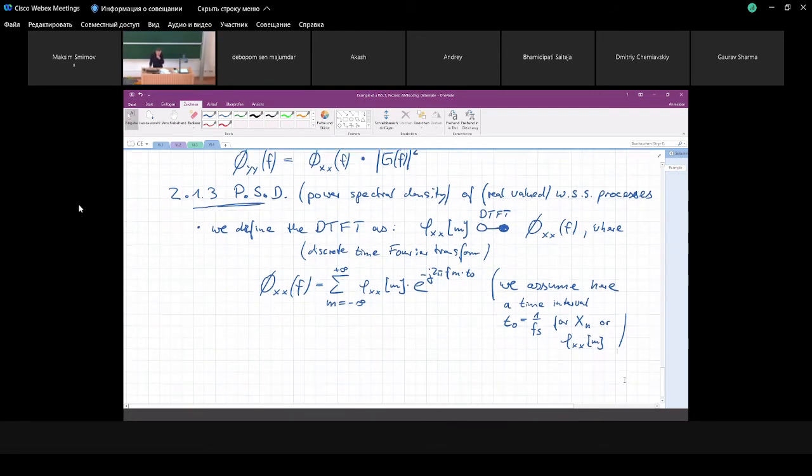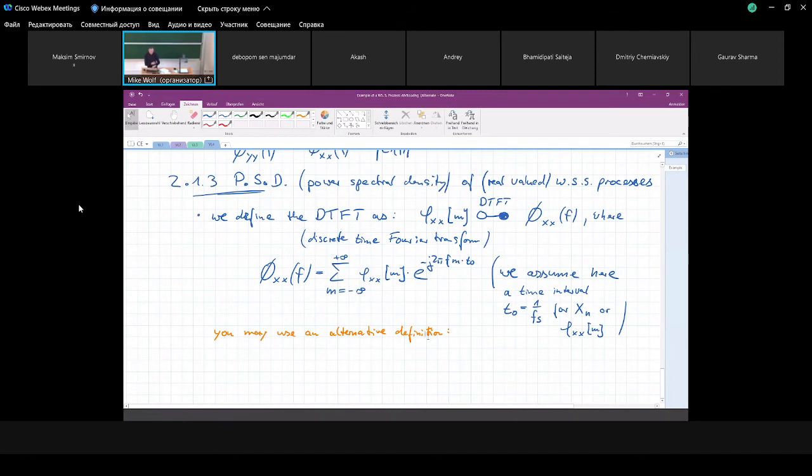By doing this, we can also use an alternative definition. This definition often helps us to find the discrete time Fourier transform more easily. But you see, this is exactly the same as before.